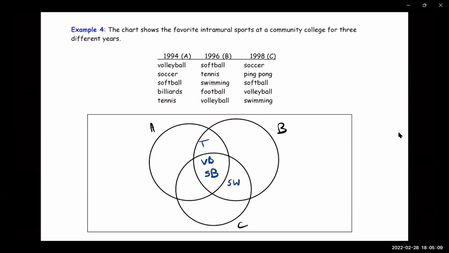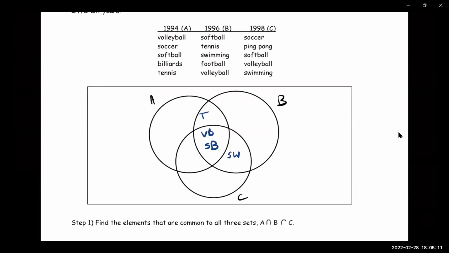And volleyball? Oh, we got that one already because that was the original. Okay, so that one's already there. Okay. And now we just focus on just A. What's in A that we haven't written yet? Billiards. Professor, you forgot A and C. Oh, yeah, A and C, thanks. So A and C, what's in common? Soccer. Okay, so for that one, I'll just put SC.